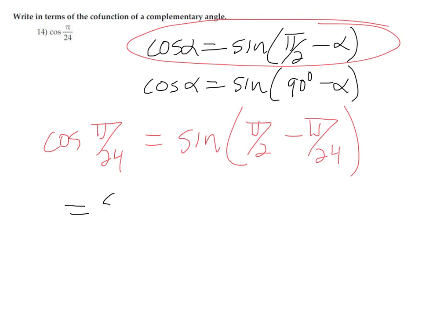So we have sine of pi halves, which is 12 pi 24ths. Let's see, now we're doing fractions. And we get 11 pi over 24. We have written in terms of the cofunction, so instead of cosine, it's cofunction sine, and the complementary angle. Pi 24ths and 11 pi 24ths are complementary angles because they add up to 12 pi 24ths, which would be pi halves. All right, next question.